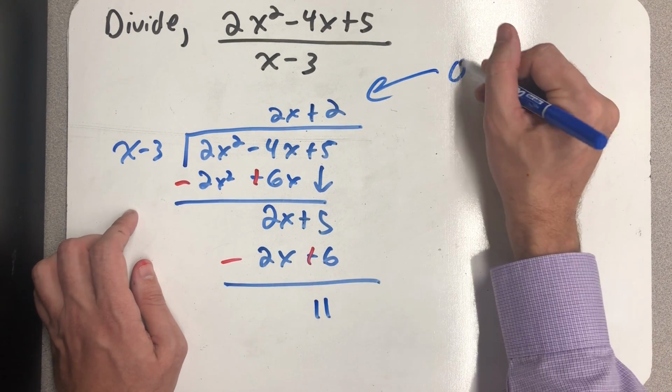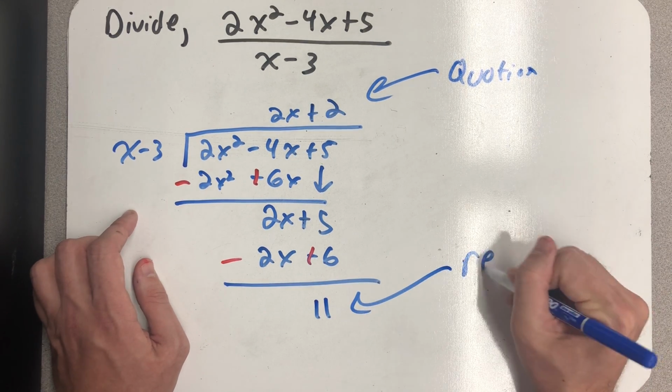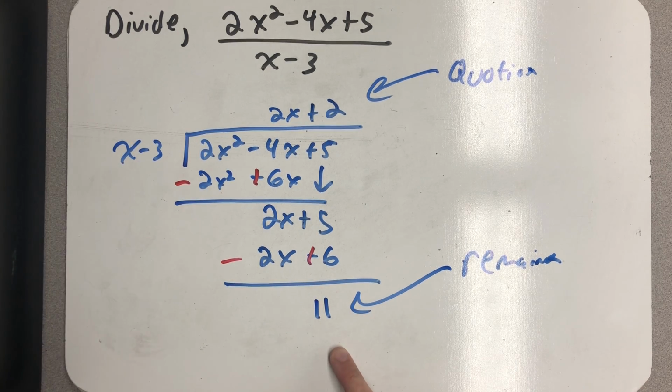So my quotient and my remainder. And again, I know that's my remainder because this has degree 0 and I was dividing by a degree 1 term. In the next video, we're going to see an example of what's called synthetic division, and we'll do this problem again in that video using a different method.